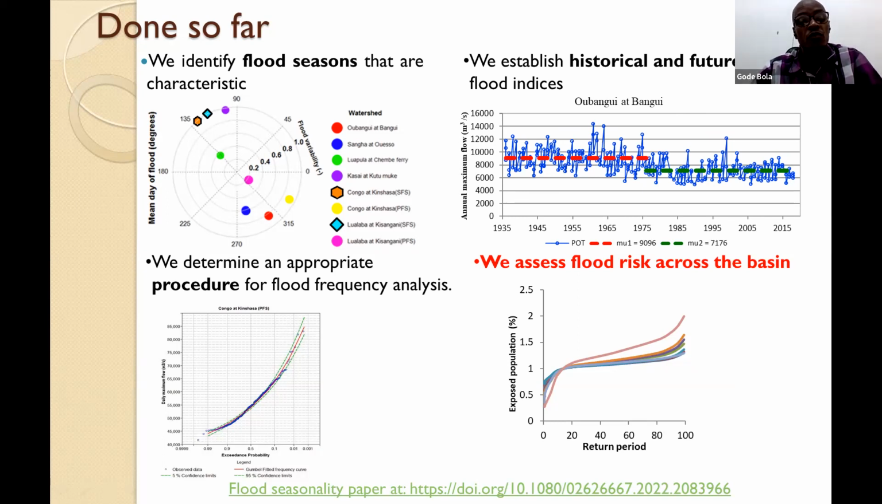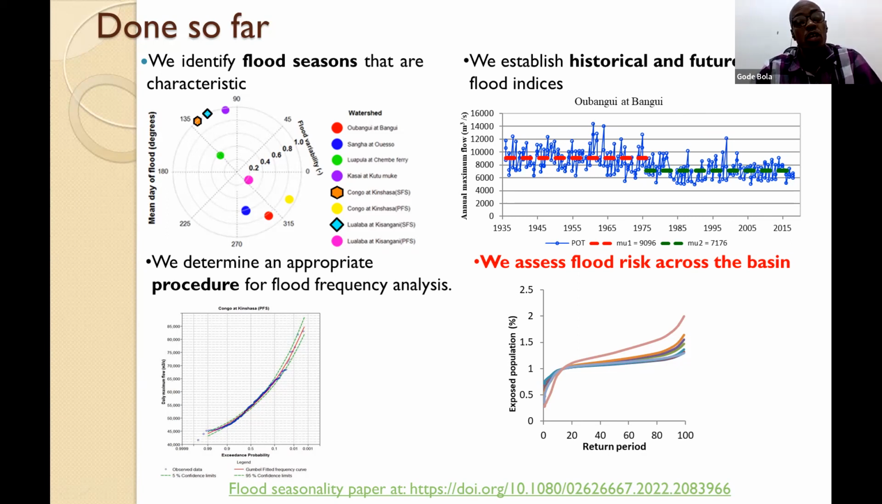And as you can see from the Kinshasa station, we found that the Gumbel distribution was suitable to determine the flood frequency analysis within the Congo Basin, mostly in the Kinshasa station. Coming to risk assessment within the Congo Basin, that is what we will be talking about now.